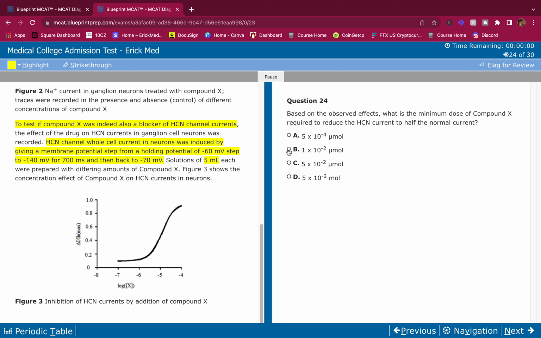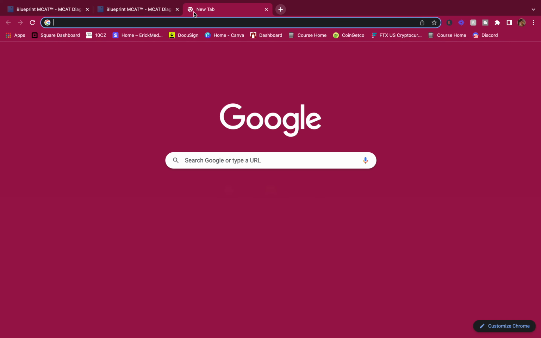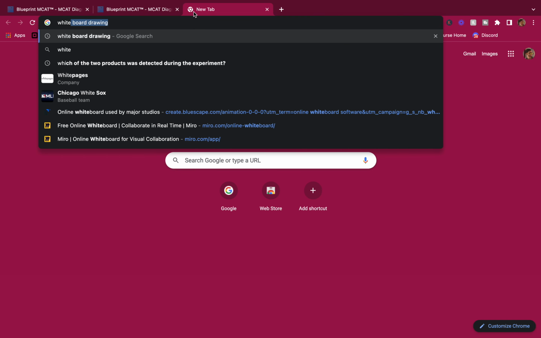half. Now, this is concentration. Concentration is measured in molarity. All right, they give us the answers in moles. So we're going to have to convert from molarity to moles. All right, so I'm going to have to do the whiteboard here. I need the whiteboard here.